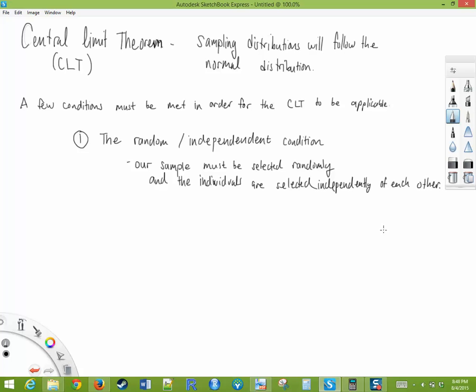But if it says that the sample is selected randomly, that generally means the second part, that they're selected independently of each other, is also true. So when you check to see if you can apply the central limit theorem, look for an indication that the sample was selected randomly.